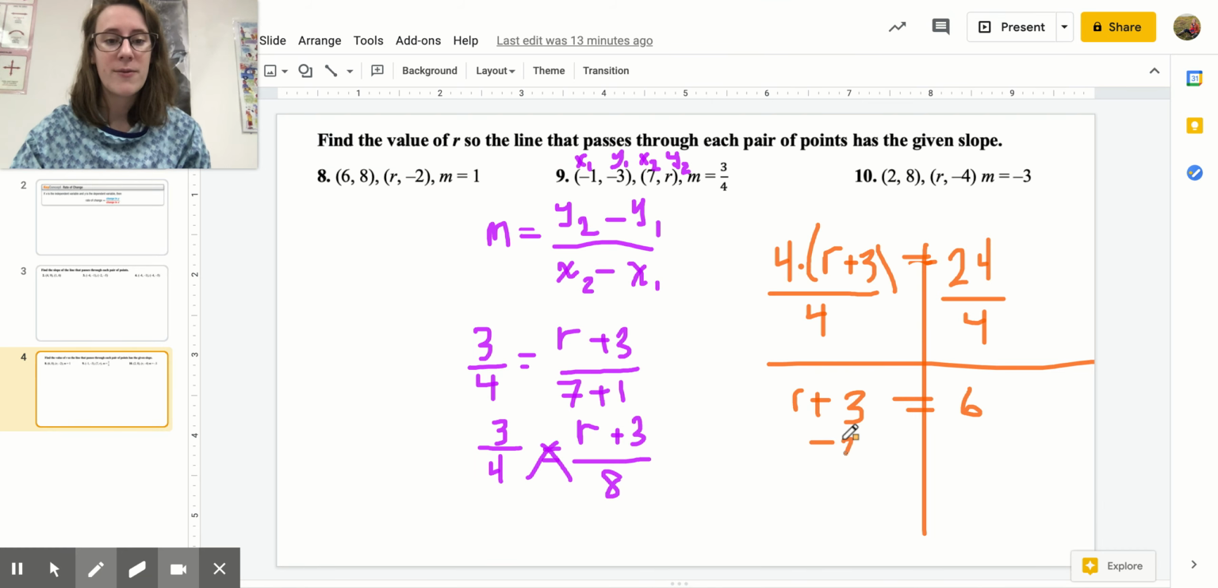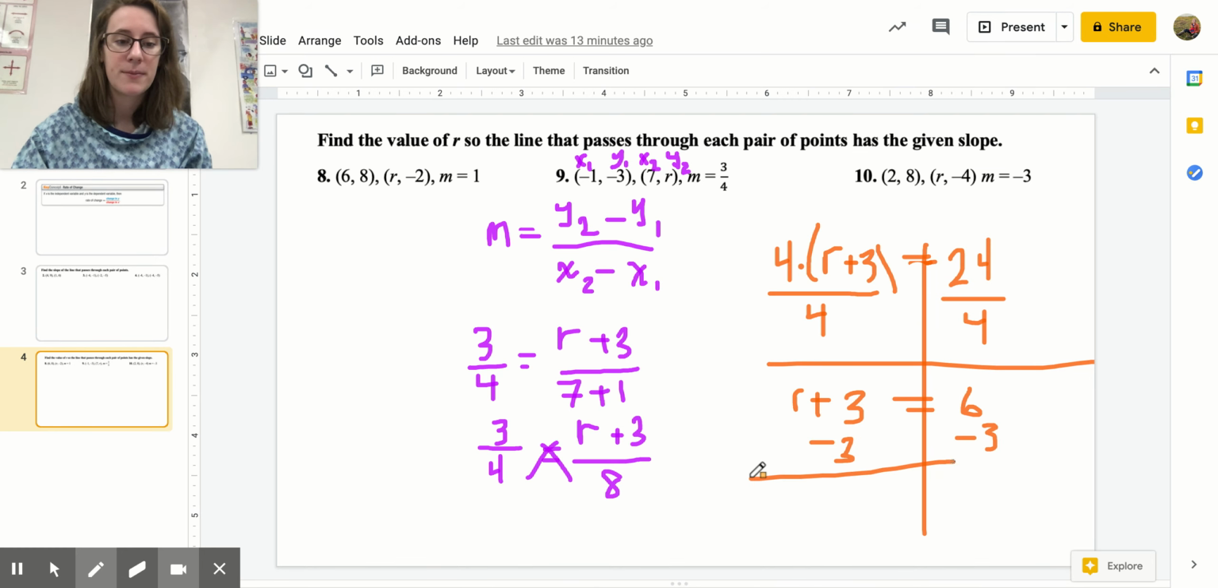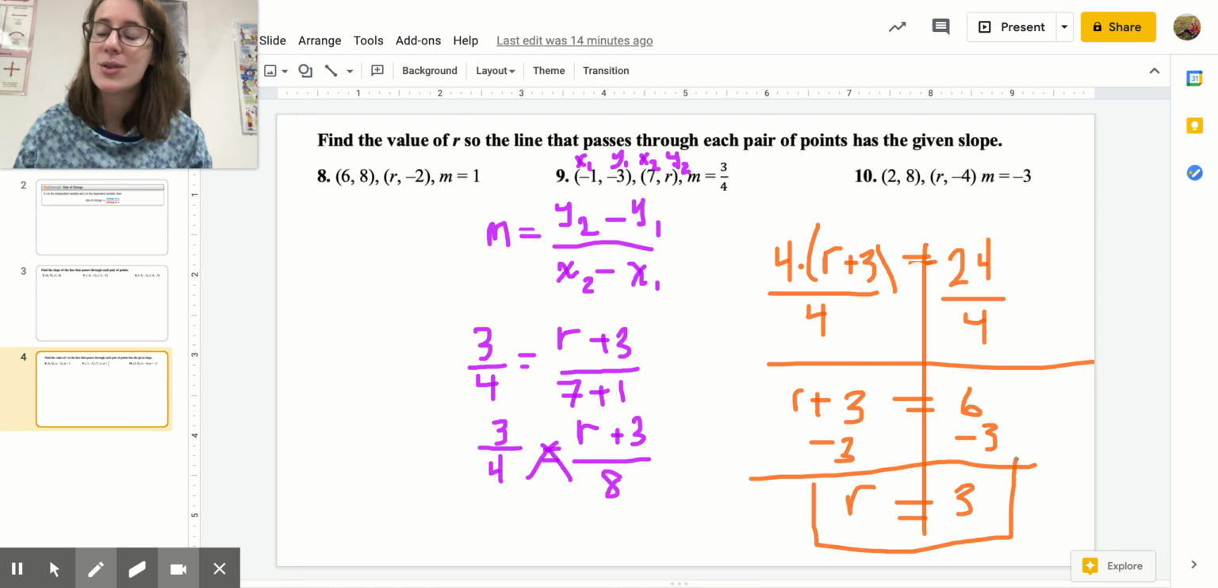I want to move +3. I subtract 3 on both sides. And my r equals 3. And that's it. That's how you do those problems.